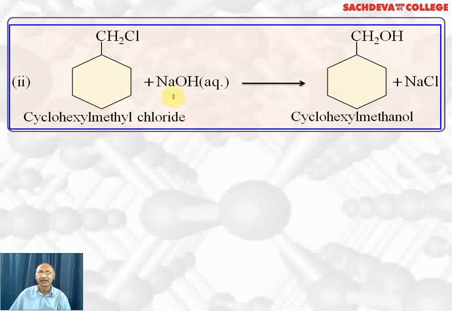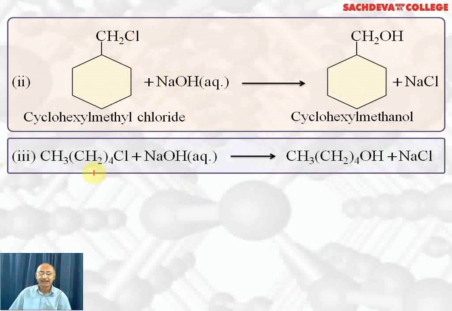Cyclohexyl methyl chloride, when it reacts with NaOH, NaCl is lost and we get cyclohexyl methanol plus NaCl. For getting 1-pentanol, we use 1-chloropentane reacted with aqueous NaOH and we get 1-pentanol plus NaCl.